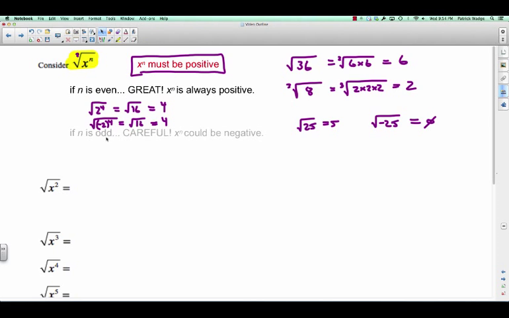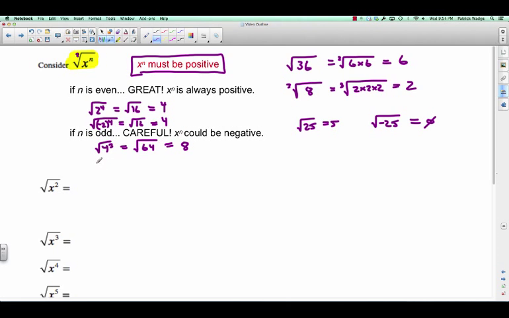Okay, if n is odd, you need to be careful, because x to the n could be negative, and it's not allowed to be negative. x to the n must be positive. So let's take an example there. What if we had the square root of 4 cubed? Well, we can do 4 cubed. 4 cubed is 64, and the square root of 64 is 8. Oh, so it works. It's great. n is odd, it's 3, and it worked.